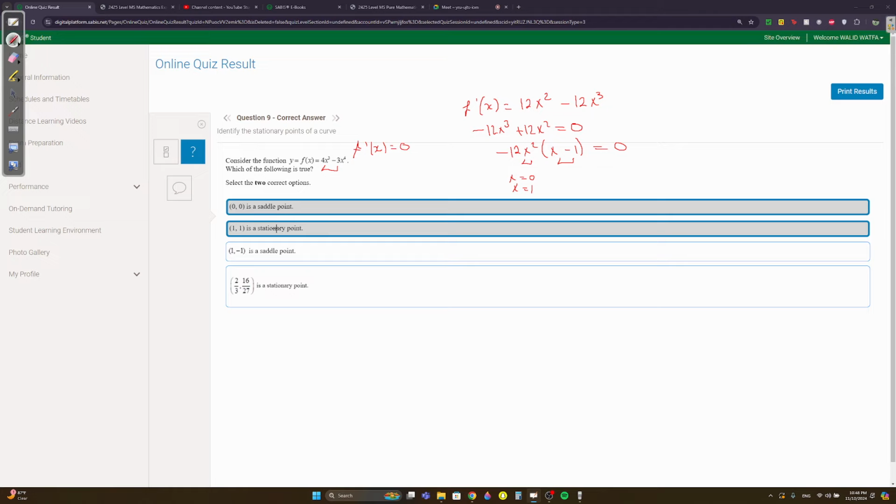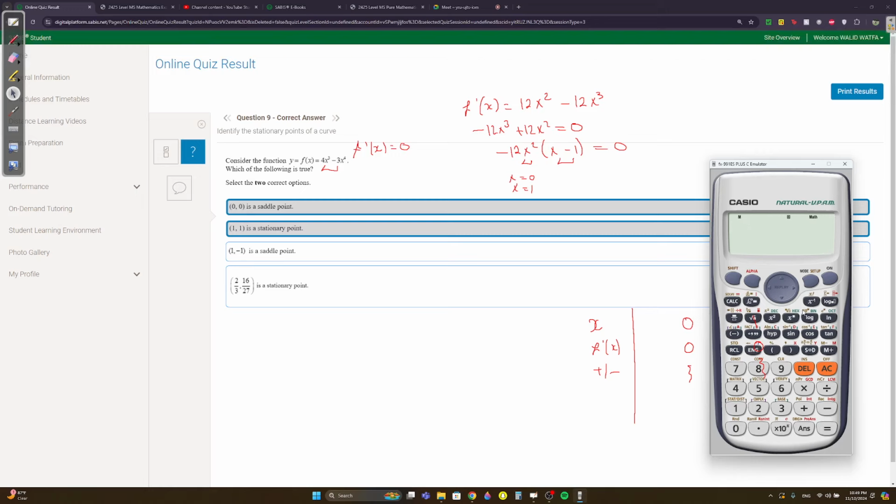Right? We need to know which one's stationary, which one's saddle. How do you do that? Table of signs. x, f prime of x, plus minus. You're going to get the two roots, 0 and 1, f prime is 0 at those two roots. And we need to know whether it's a saddle point or stationary point. So you take a point before 0, suppose negative 1, and substitute it into your original function. So you're going to take 4 times negative 1 cubed minus 3 times negative 1 to the power of 4, minus 7. So it's negative.